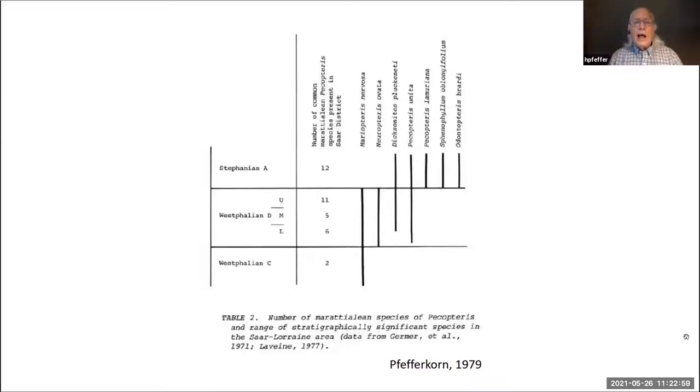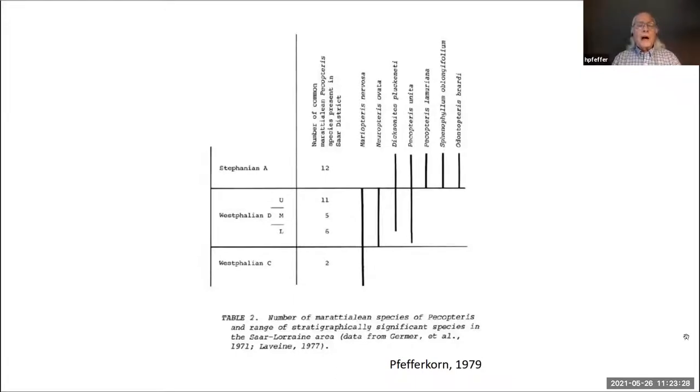In looking at the Illinois Basin and trying to determine where the Westphalian D was and the boundary between the Westphalian and the Stephanian, I had to look at the European literature, of course, and took the data from Germer, 1971, and Levin, 1977. And I found something very interesting.